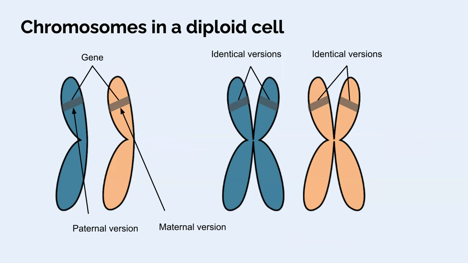All right, so if we're looking at a gene, we've looked at genes before, and we're pretty familiar by this point with the idea that individuals get two alleles for a gene.